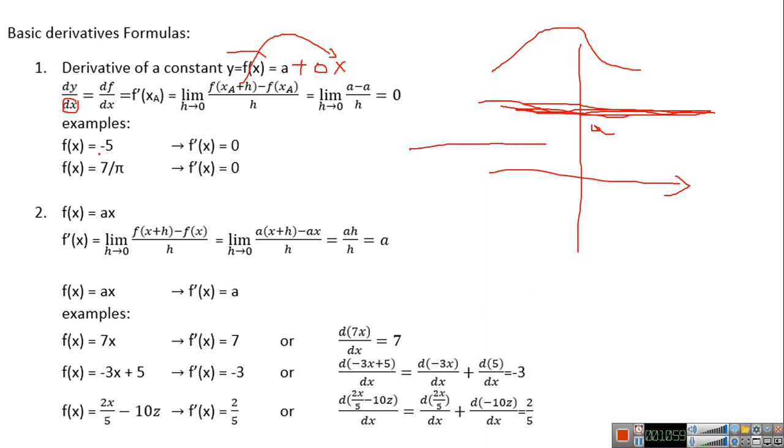So if you have f of x equal minus 5, derivative is 0. f of x is 7 over pi. We know that pi is 3.14. So derivative is 0. So derivative of any constant is 0.